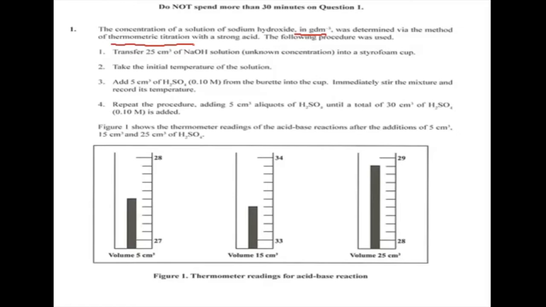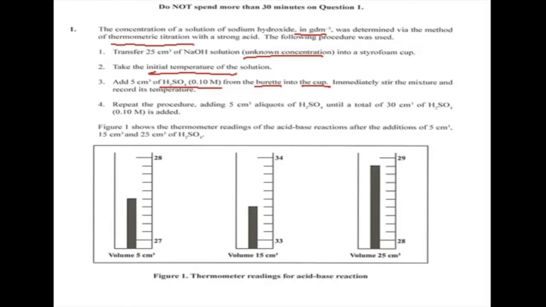Transfer 25 cm cube of sodium hydroxide solution of unknown concentration into a styrofoam cup. Take the initial temperature of the solution, then add 5 cm cube of sulfuric acid. The concentration of the sulfuric acid is 0.1 moles per dm cube. So that big M right there is referring to molarity. This was added from the burette into the cup.